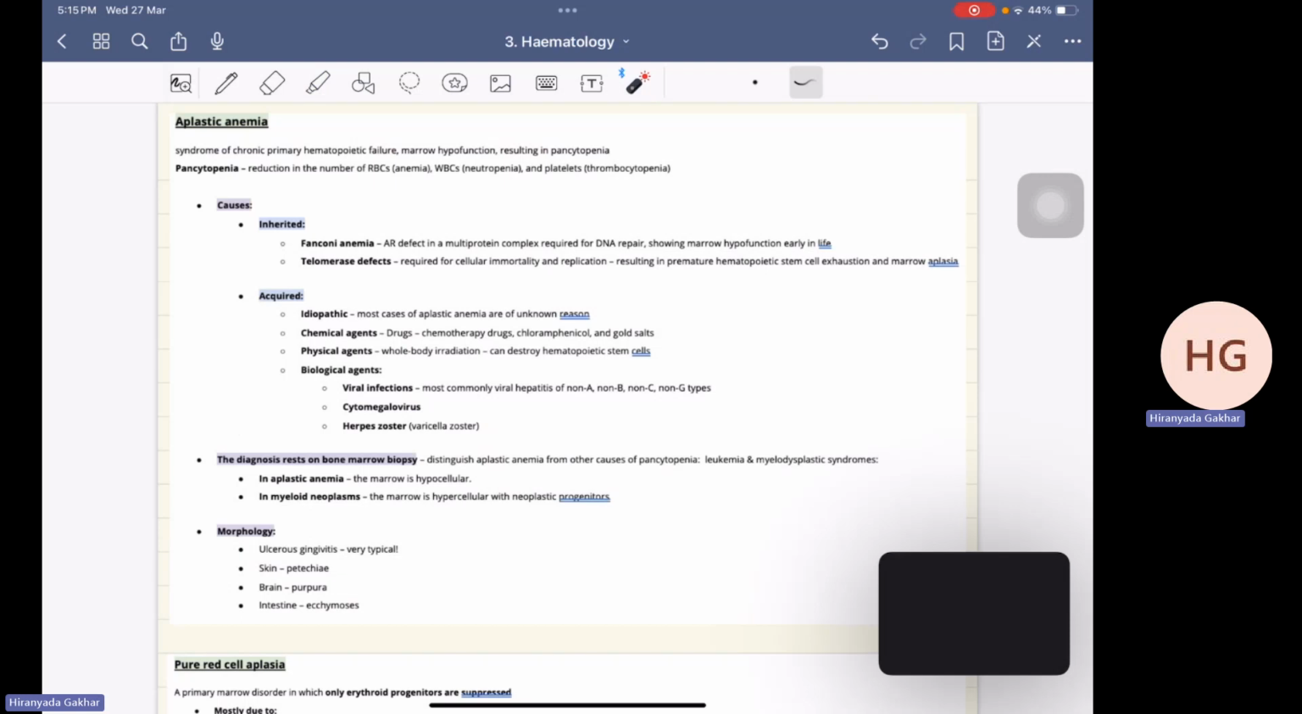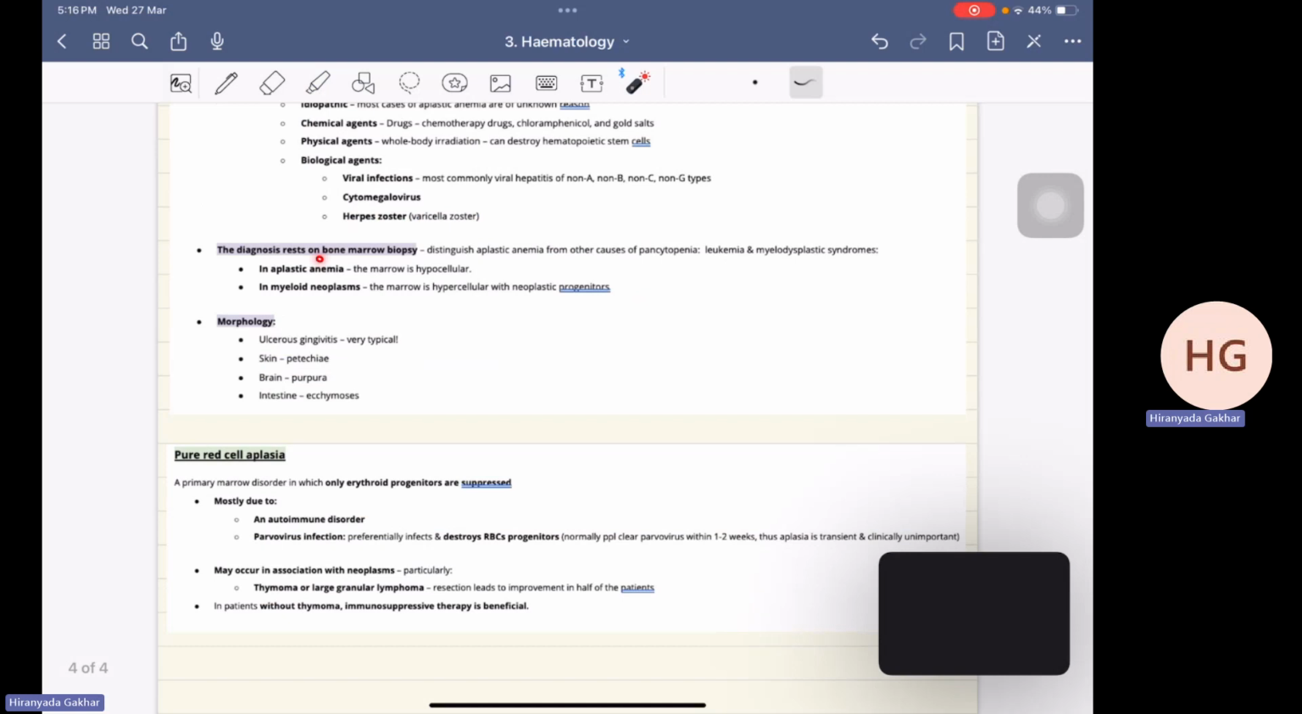So, we've already mentioned aplastic anemia and how it causes pancytopenia. Again, as a short recap, we have certain causes. We have the inherited causes, which are due to telomerase defects, or Fanconi anemia, which is a problem in the DNA repair mechanism, or it can be acquired, which is usually termed extrinsic aplastic anemia, which can be due to chemical agents such as drugs, or whole body irradiation, or in case of viral infection such as CMV, herpes zoster, or hepatitis.